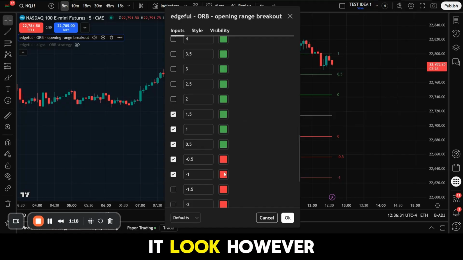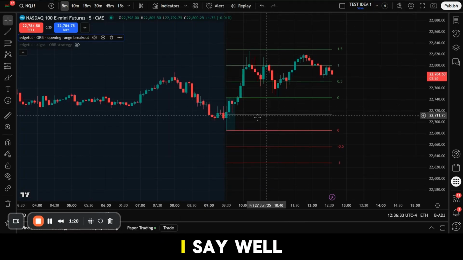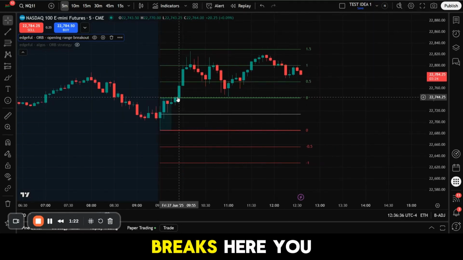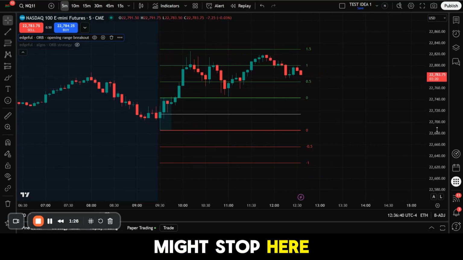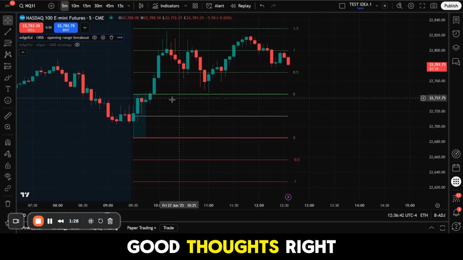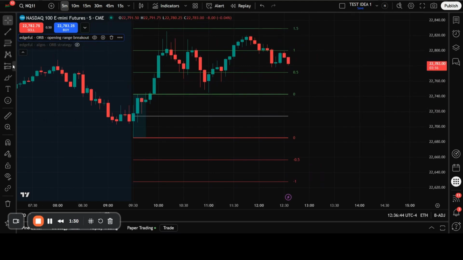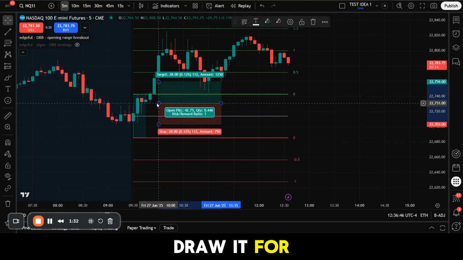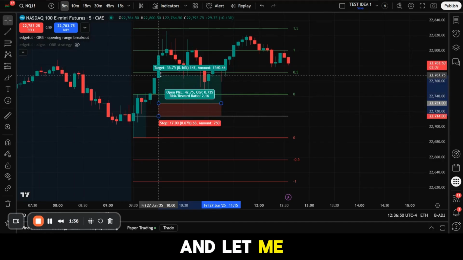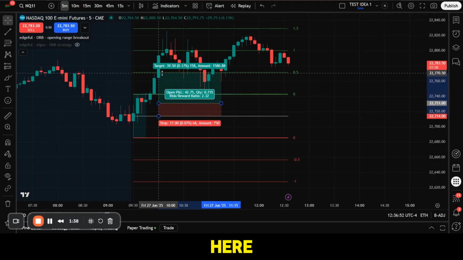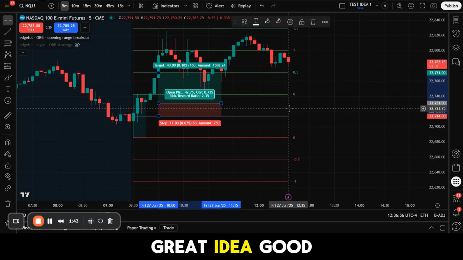So you can make it look however you want, right? I'd say, well, okay, if it breaks here, I'm going to take profit at 0.5, my stop here, which are all good thoughts, right? Let me draw it for you. So I'd say, okay, let me put my stop at the midline. Let me put my target here. So it was like a 2 to 1. Cool, great idea, good thought.